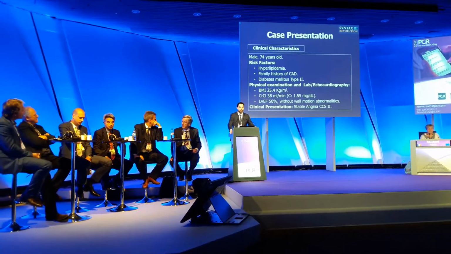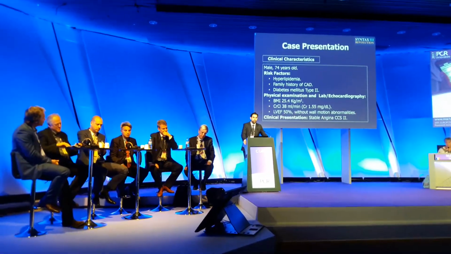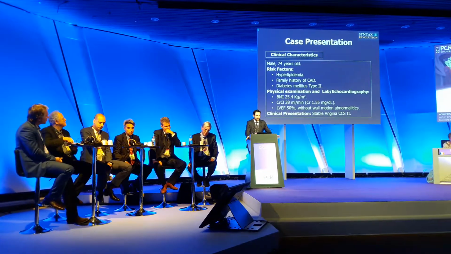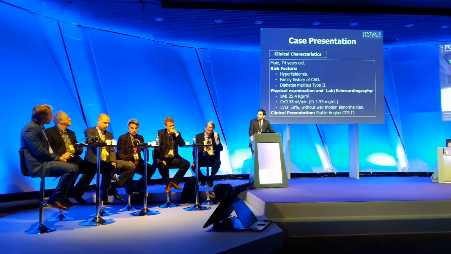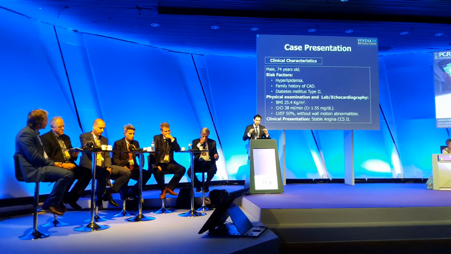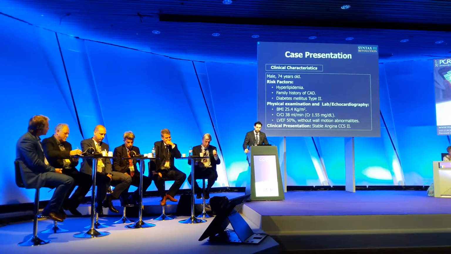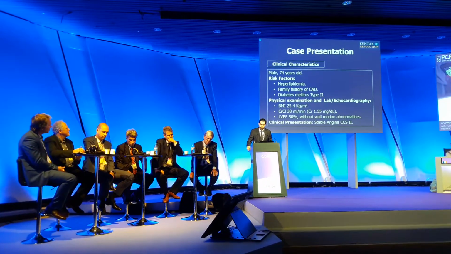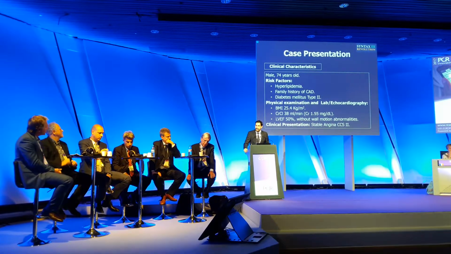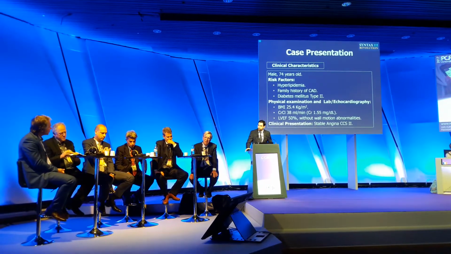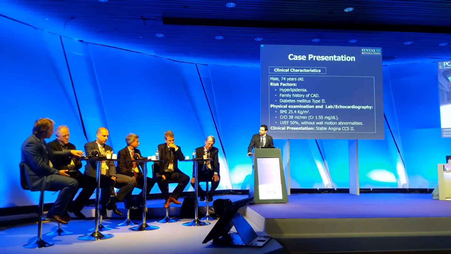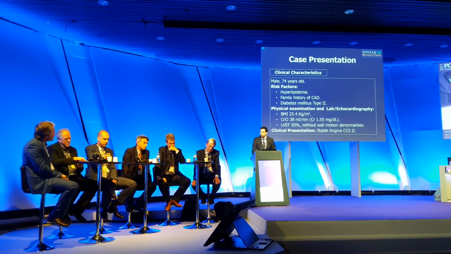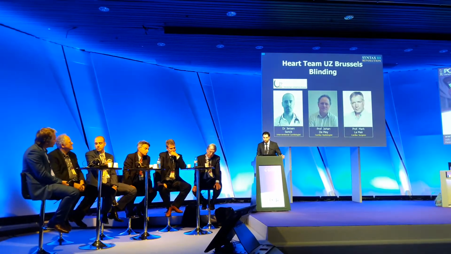This is a male, 74 years old, with the risk factors of hyperlipidemia, family history of coronary artery disease, and diabetes mellitus type 2. On physical examination, he had a BMI of 25.4, a creatinine clearance of 38 with a creatinine of 1.55, and a left ventricular ejection fraction of 50% without any wall motion abnormality. The clinical presentation was stable angina class 2. So that was the clinical information for both heart teams.